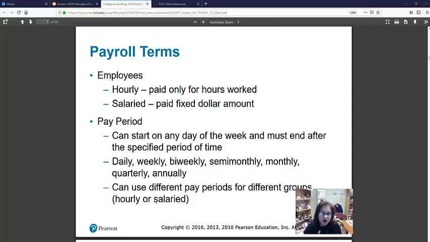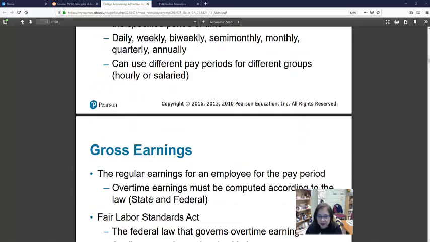But you still get paid regardless. A pay period can start on any day of the week, but must end after a specific period of time. It can be daily. You can pay daily, bi-weekly, weekly, semi-monthly, monthly, quarterly, annually, depends. You can use different pay periods for different groups, hourly or salaried, okay?